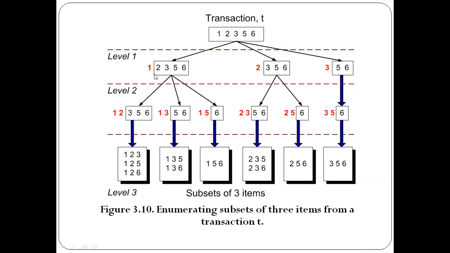Since we are forming candidate 3 item sets, there must be 3 items in each candidate item set. So we have 3 possibilities for the initial item in these candidates: it can be either 1, 2, or 3. It cannot be 5 or 6, because if we consider 5 or 6, there will not be enough items left to form a candidate 3 item set. So at level 1, we will specify the total number of items.